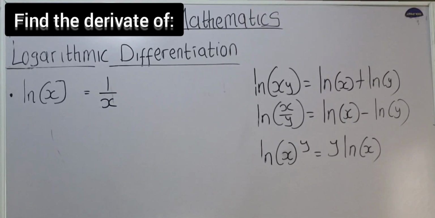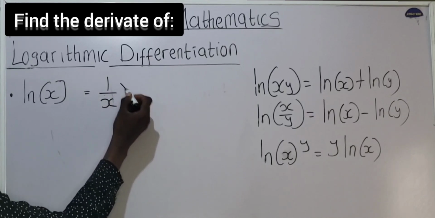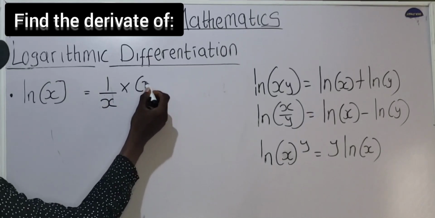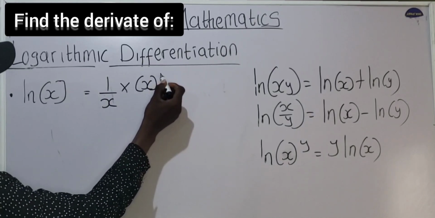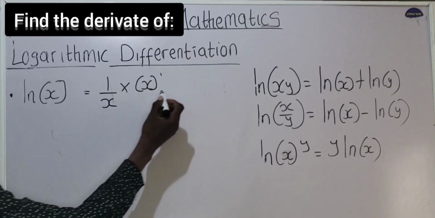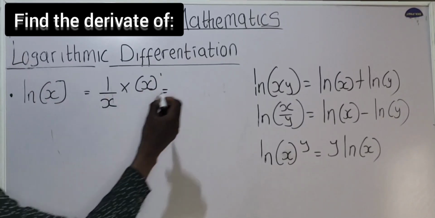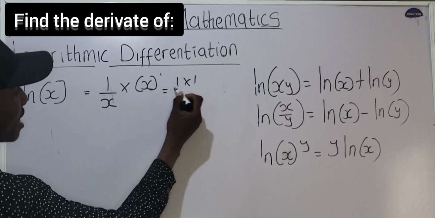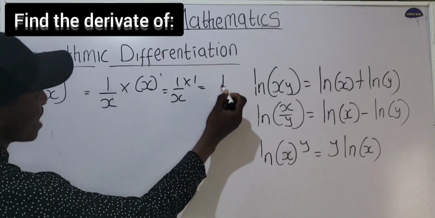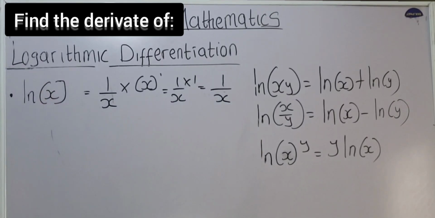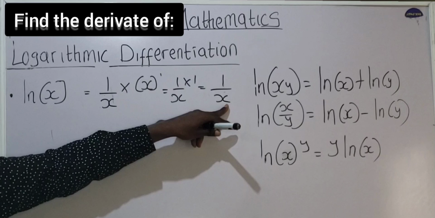So I'm going to have 1 over x multiplied by the derivative of the function inside the bracket. This sign means derivative. So the derivative of x is 1. For this, I'm going to have 1 multiplied by 1 over x. So this is 1 over x. That is why every time we take the derivative of ln x, the derivative is 1 over x. Do you understand?